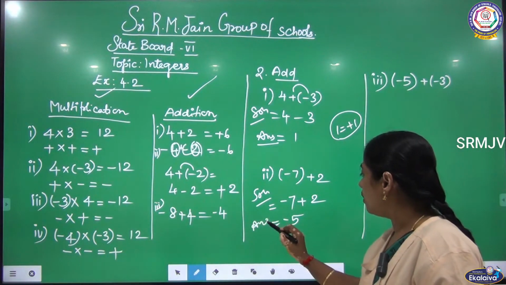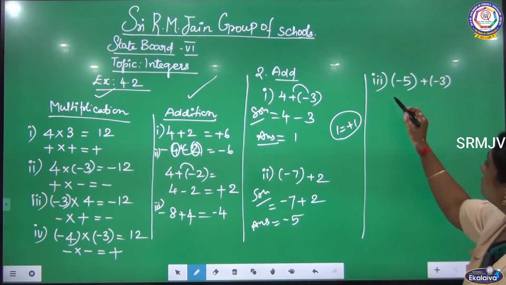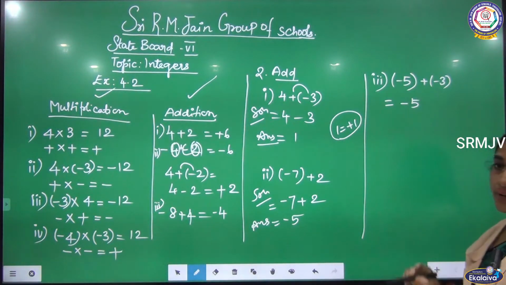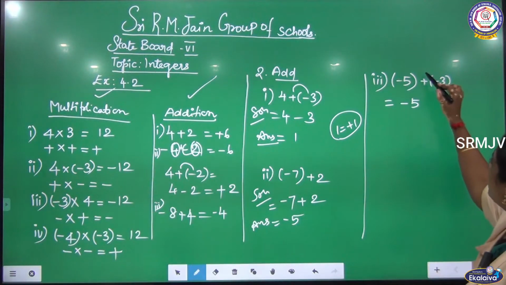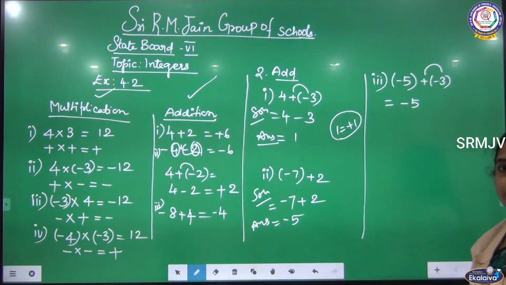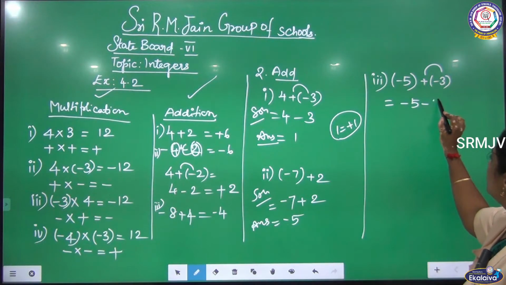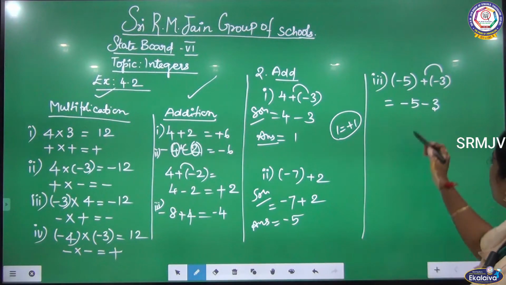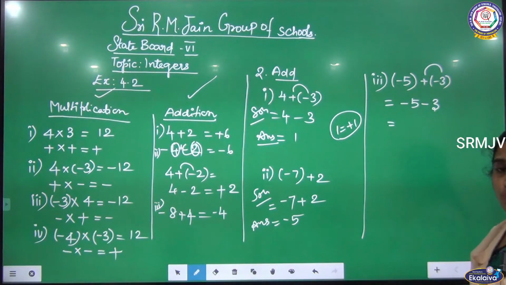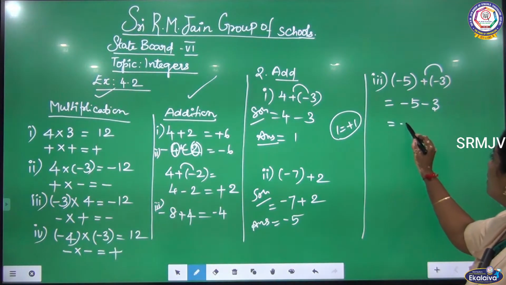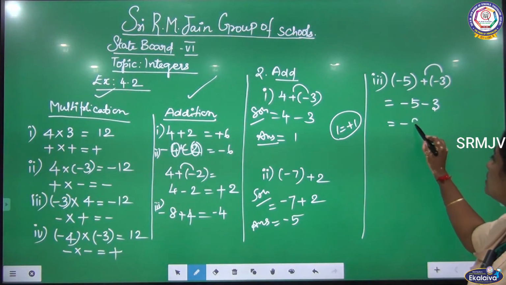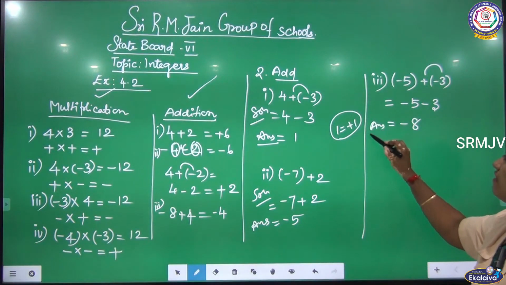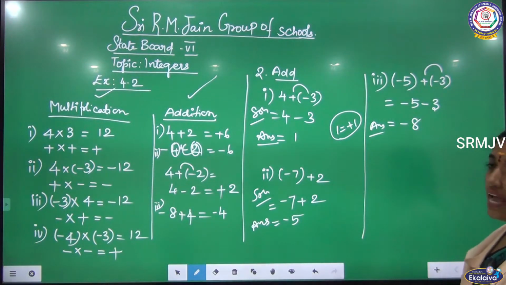Now listen, minus 5 plus into minus, which is what? Minus 3. See here, both the signs are negative, so I have to add and put that sign. So minus 5 minus 3, which is what? Minus 8. 5 plus 3 is 8, and both the signs are same, so minus 5 minus 3 is minus 8.